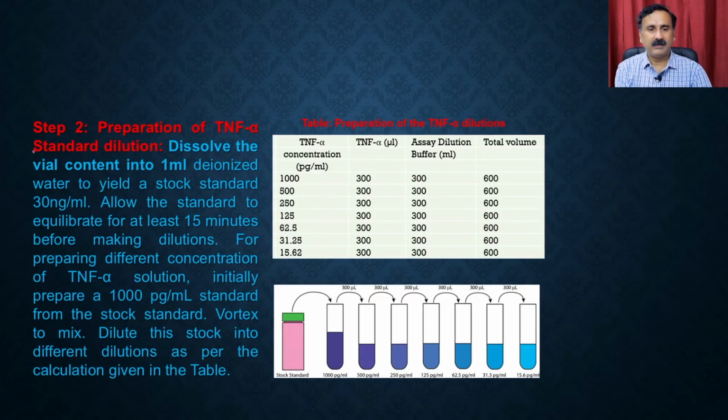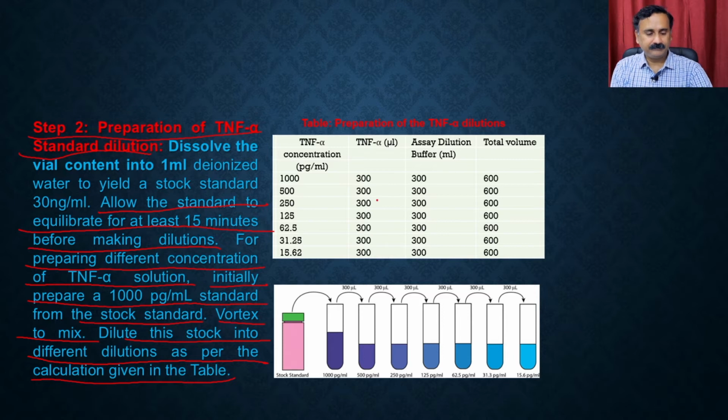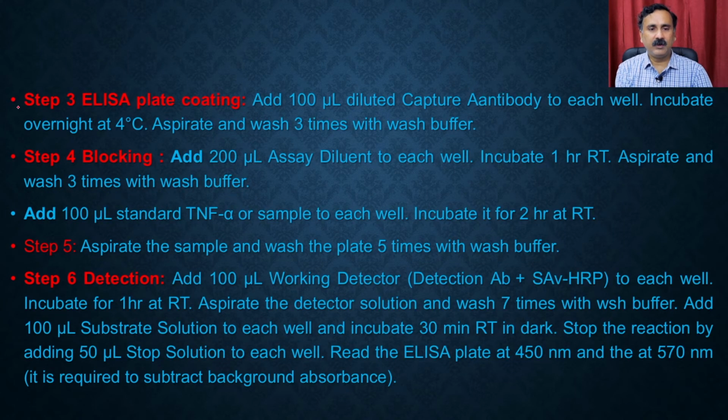Then you can prepare the TNF-alpha standard. You are going to prepare the different dilutions. Just now we discussed this for the indirect ELISA. In the same way you can prepare the different dilutions. Once the dilutions are ready, allow these standards to equilibrate for at least 15 minutes before making the dilutions. For preparing different dilutions of TNF-alpha solutions, initially prepare a 1000 picogram per ml standard from the stock, vortex to mix, and dilute this stock into different dilutions as per the given table, right?